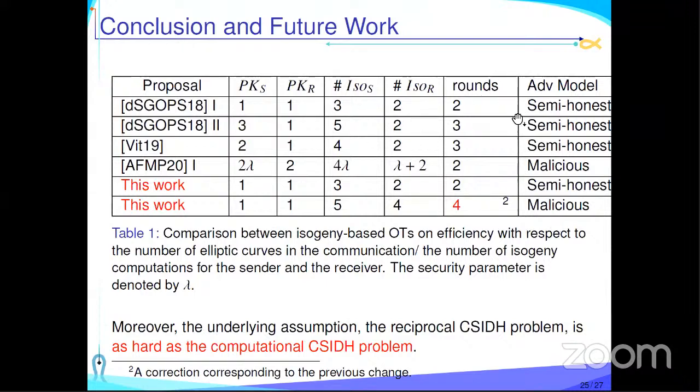So like this previous work, they are only semi-honest secure against adversaries. And you can use UC secure zero knowledge proofs to have UC security against malicious adversaries. That will take a polynomial number of isogeny computations. Importantly, our underlying assumption is as hard as the computational CSI problem, as long as the order of the ideal class group is given.